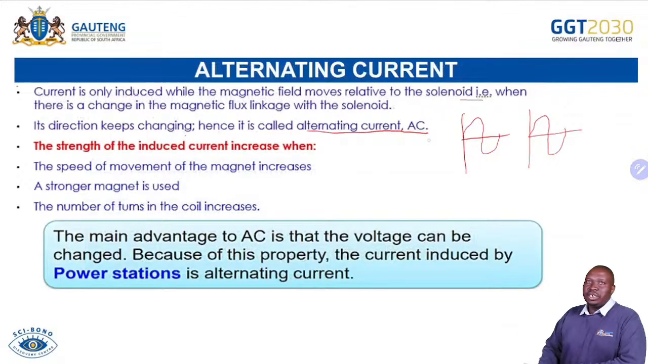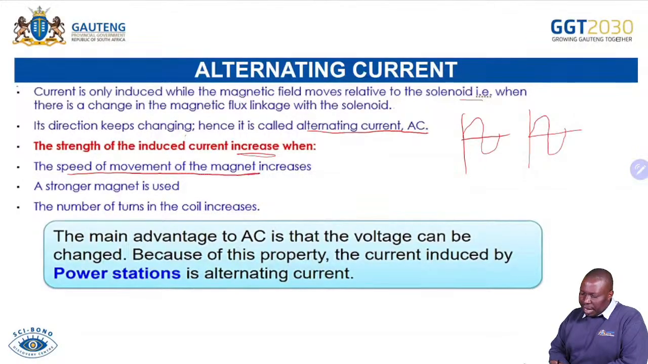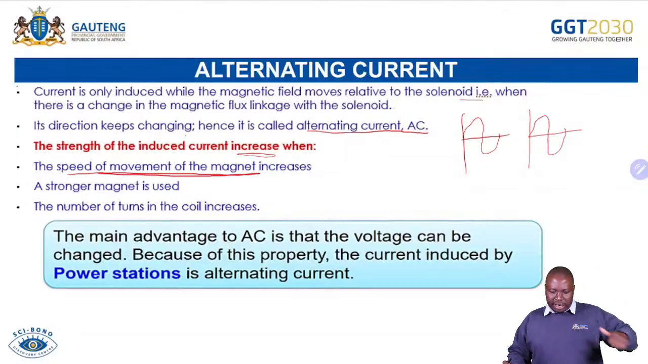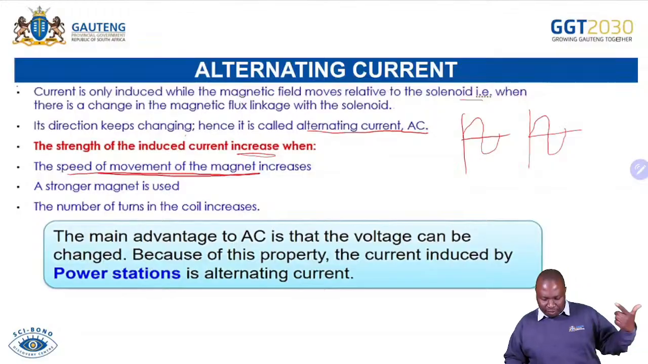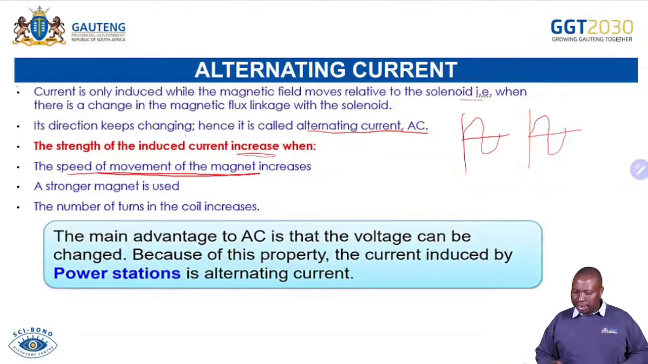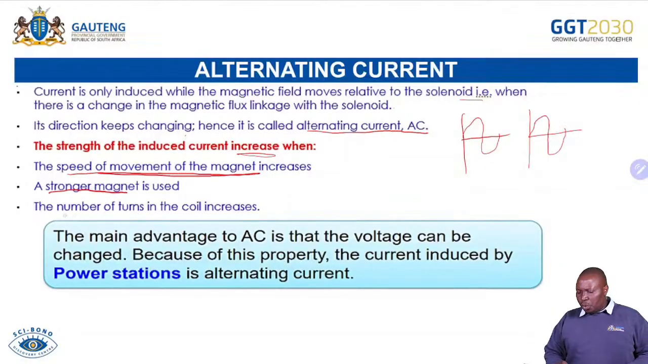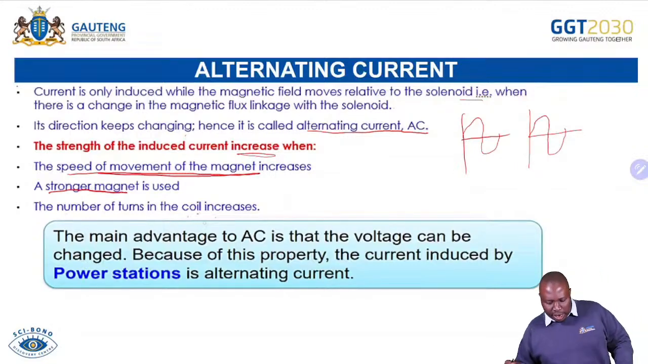And we have talked about how we increase the strength of the induced current. We increase the strength of induced current by increasing the speed of the movement of the magnet. If we move the magnet in and out faster, we are increasing the induced EMF, and by implication the induced current. If we use a stronger magnet, and I emphasize not a bigger magnet, but a stronger magnet. And when we increase the number of turns in the coil, that will happen as well.